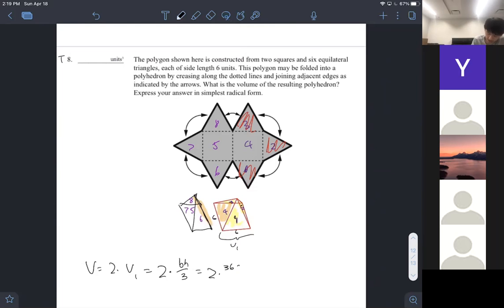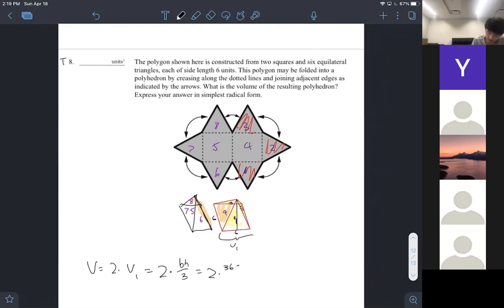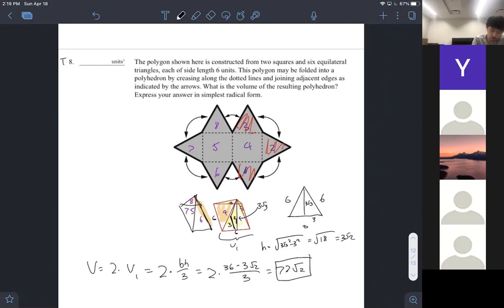The way you find the height is you first find the slant height. So here's the face. It's an equilateral triangle, which means that this height is 3√3. So we know that this length is 3√3. And we also know that this length here is 3, which means that the height from the top to the bottom of our pyramid is equal to the square root of (3√3) squared minus 3 squared, which equals the square root of 18, which equals 3√2. So this equals 2 times 36 times 3√2 over 3, which equals 72√2, which is the volume.